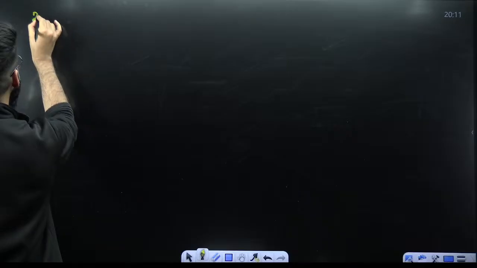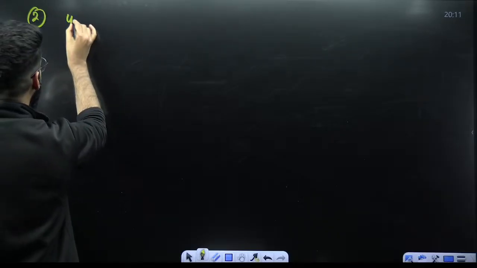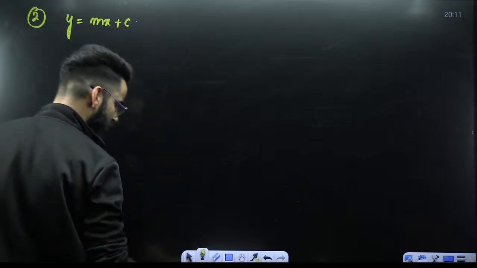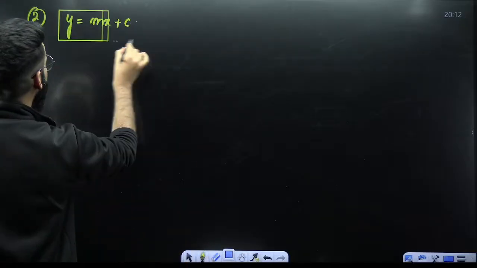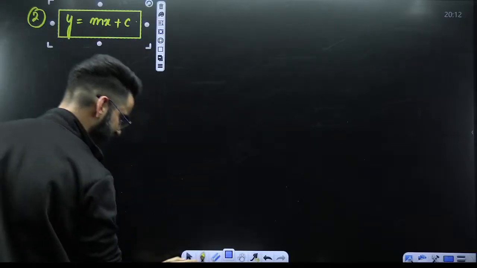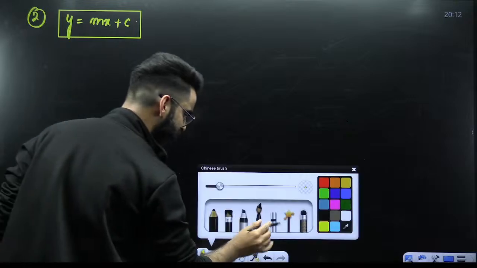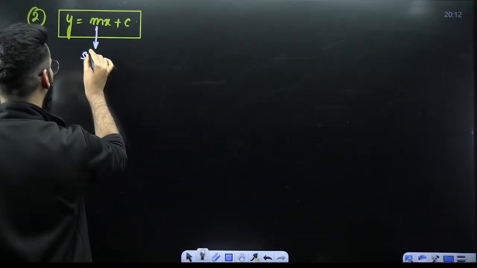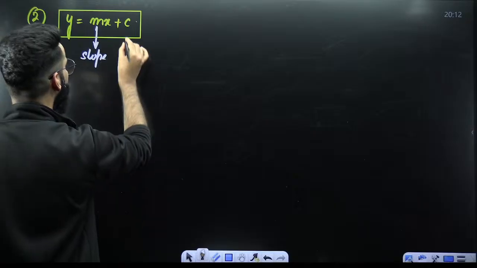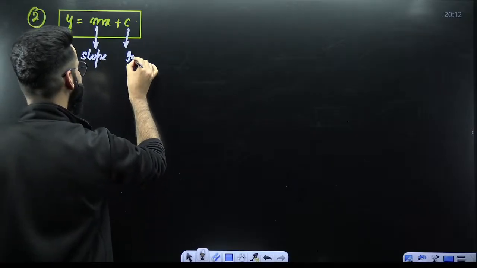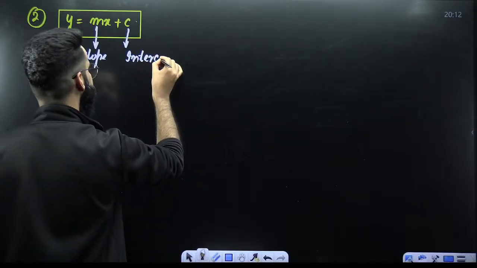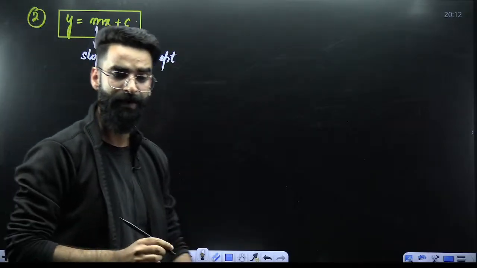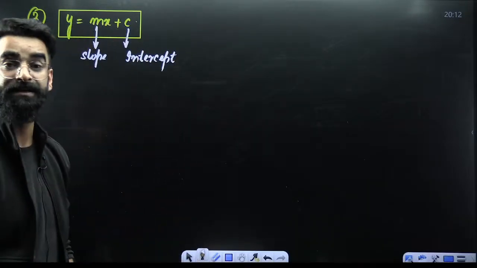Number 2, my dear students. I'm pretty much sure you would have come across the equation y is equal to mx plus c. Have you heard about this equation? Y is equal to mx plus c. So first of all, you should be knowing this m over here. What do I call this as? I call this as slope. What is this c over here? This c is something which we call as intercept, right?